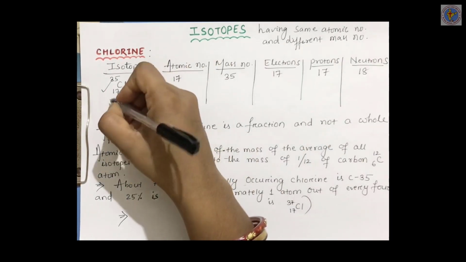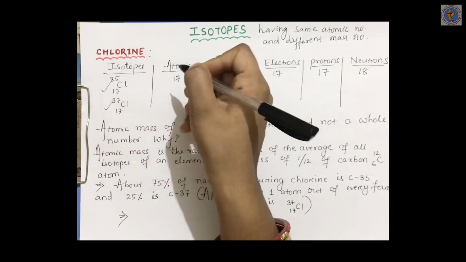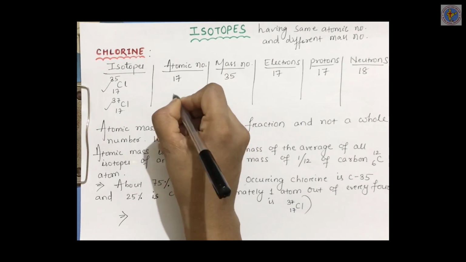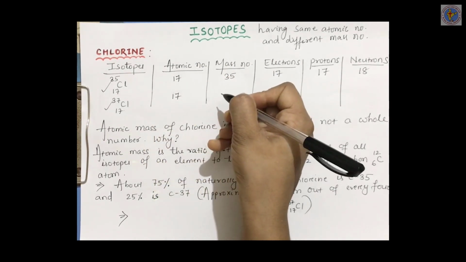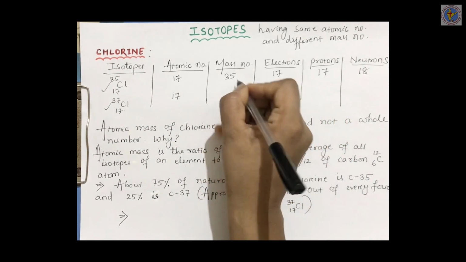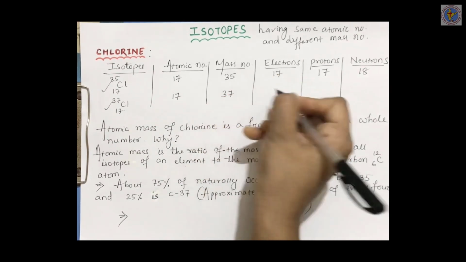Now let us find the same for the other isotope of chlorine, that is chlorine 37. Here the atomic number is the same, 17, because we know very well that isotopes have the same atomic number, and here the mass number is 37.